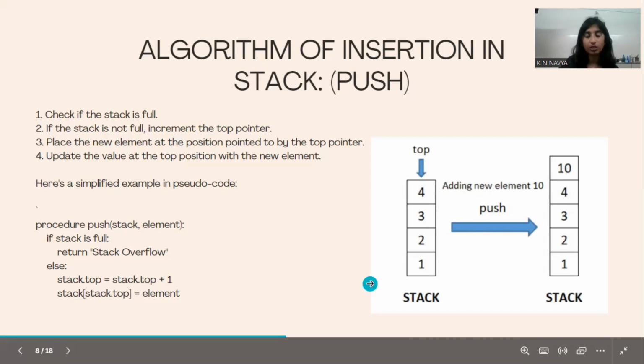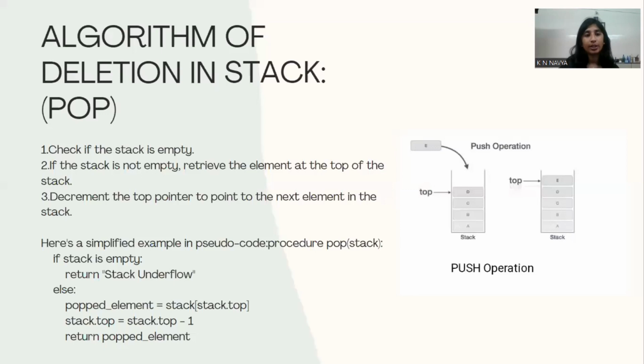Now let's move on to the next line. Here is the algorithm for the pop operation. First, we check whether the stack is empty or not. And if the stack is not empty, we retrieve the element at the top of the stack. Then we decrement the top pointer to the next element in the stack.